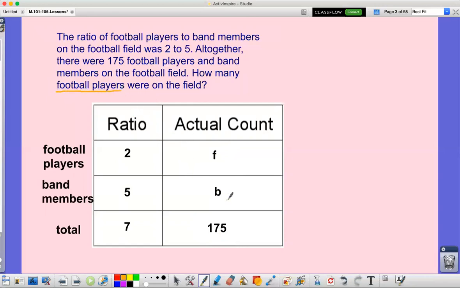So in this case, I want to use this box because that's got two values that we're aware of, and I want to use this box. And I want to combine those two together to make a ratio.